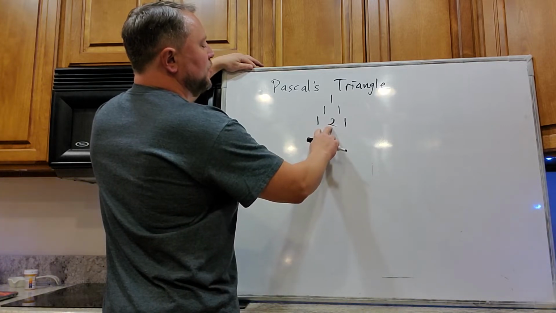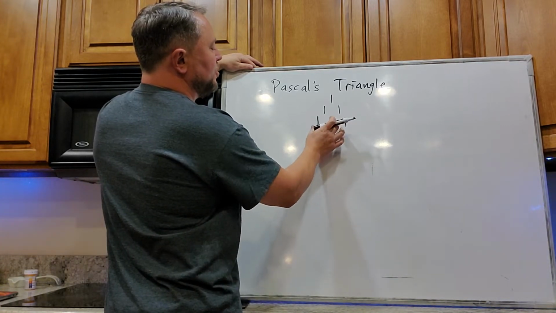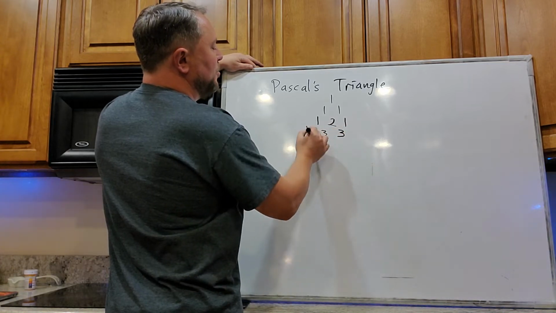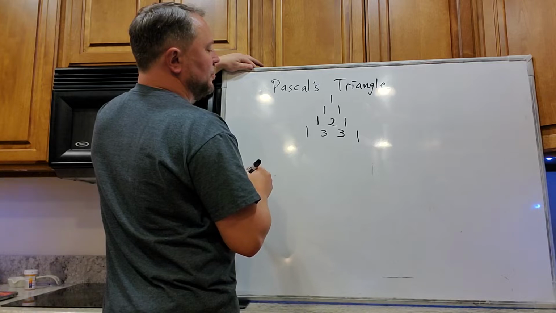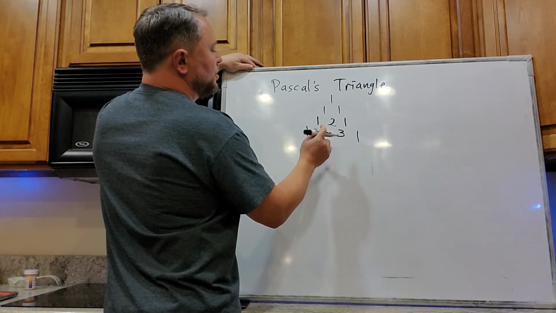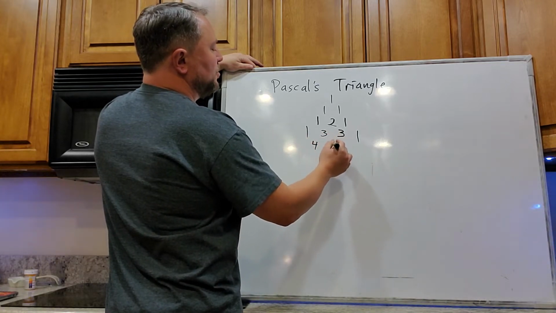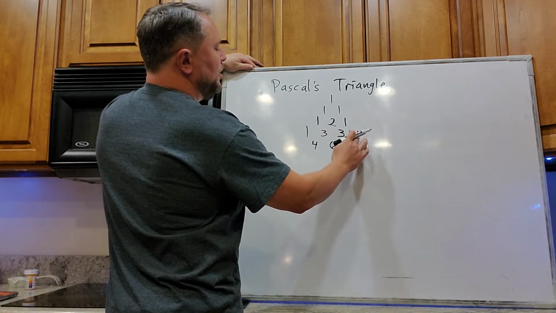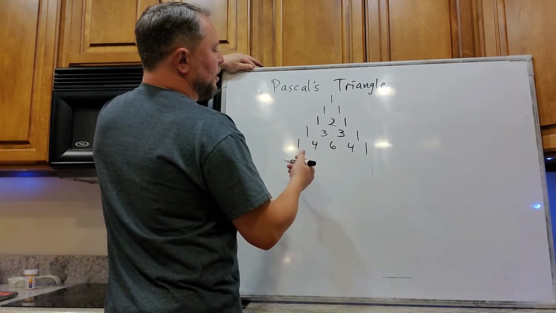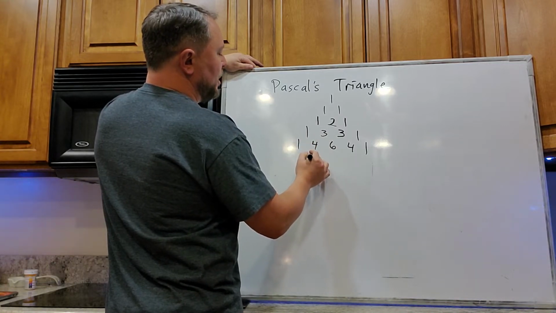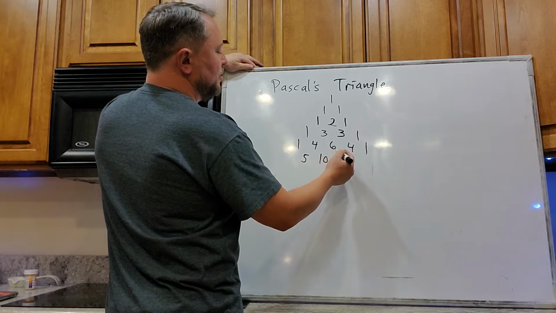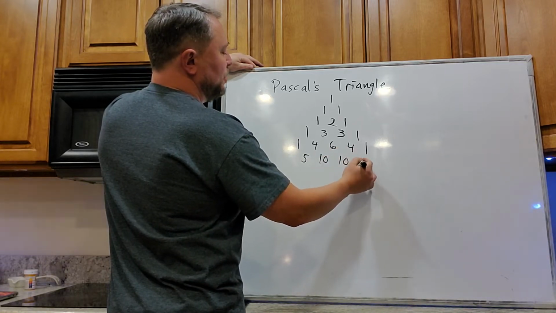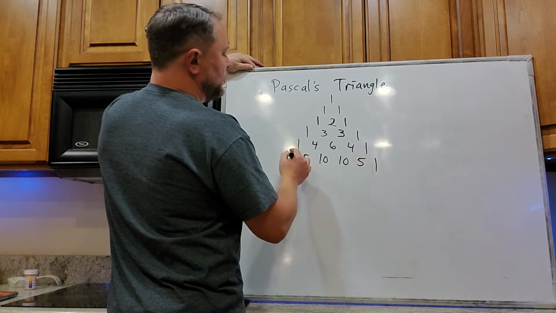So look, 2 plus 1 would be 3. So I'm going to put a 3 there. 2 plus 1 again is 3 again, and then I put a 1 and a 1. Okay, see it? 1 plus 3, 4. 3 plus 3, 6. 3 plus 1, 4. And then we put a 1 and a 1. Okay, 1 plus 4, 5. 4 plus 6, 10. 6 plus 4, 10. 4 plus 1, 5. Put your 1s on the outside.